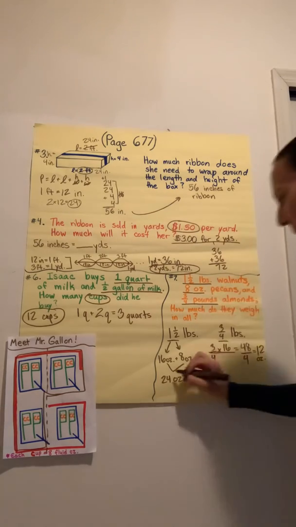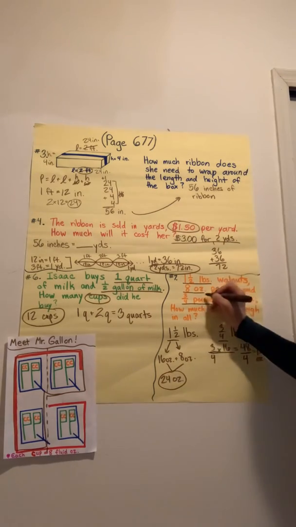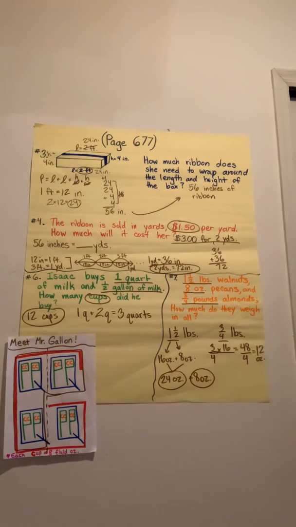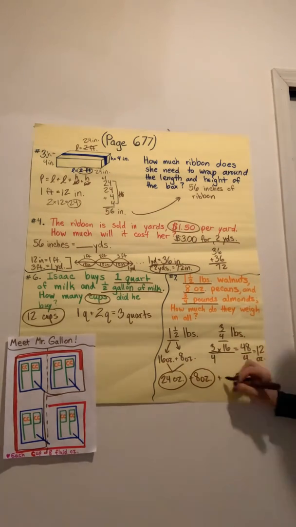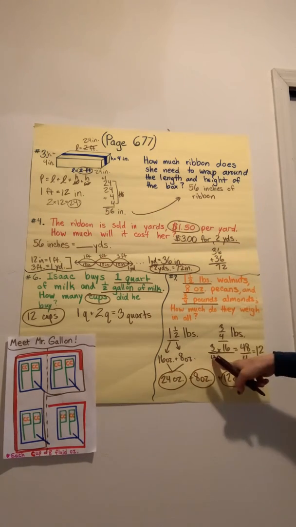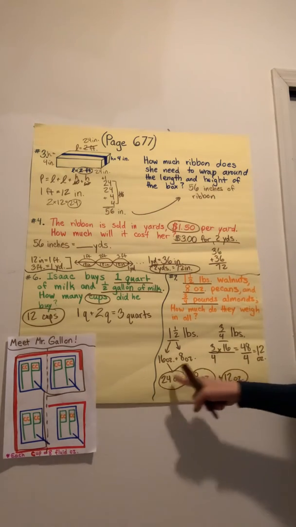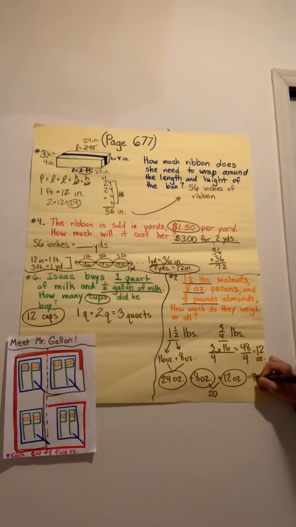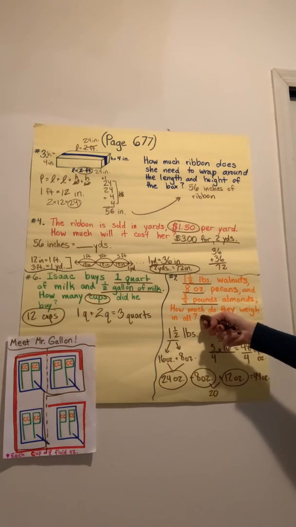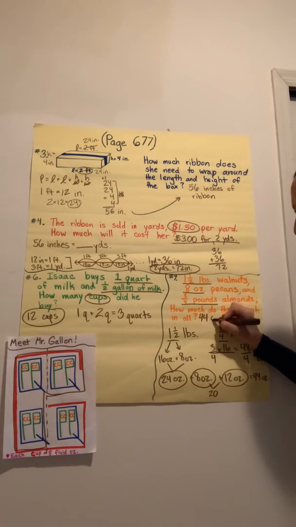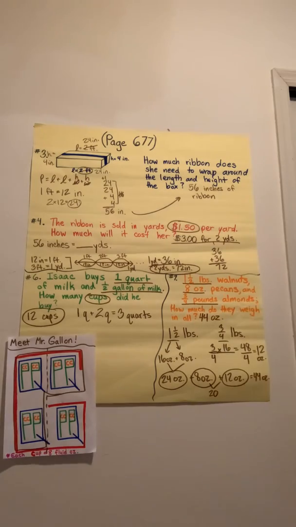So my 1.5 pounds is 24 ounces, plus I had 8 ounces, that was already in the unit I wanted, plus I have 12 ounces, which is the same as my 3/4 of a pound. Oh, 12 plus 8, that's easy addition, 20. 20 plus 24, okay, 44 ounces. So that's one way I could answer this question. How much do they weigh in all? In all, they weigh 44 ounces.